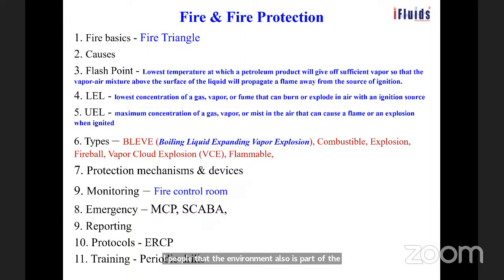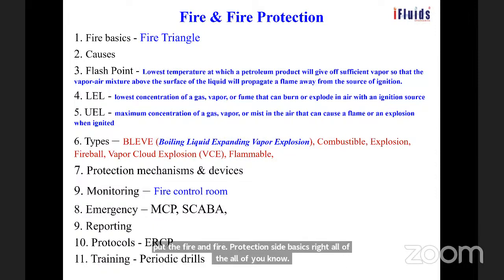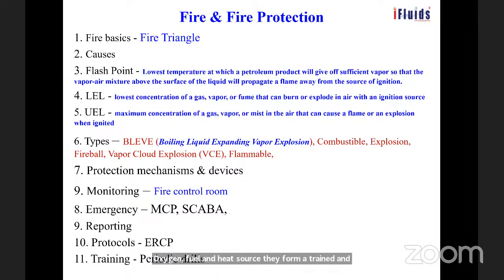And with fire and fire protection, fire basics, the fire triangle, all of you know: oxygen, fuel, and heat source. They form a triangle, and only then can fire catch. If you take out one, there cannot be any fire. That is the simple thing. And fire can occur due to any reason. In the refinery atmosphere, anything is possible because they handle hydrocarbon. So a lot of counteractive measures are taken.